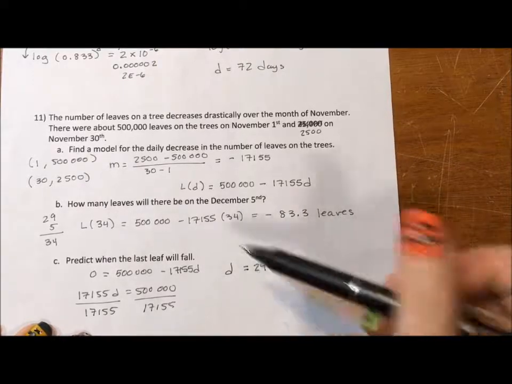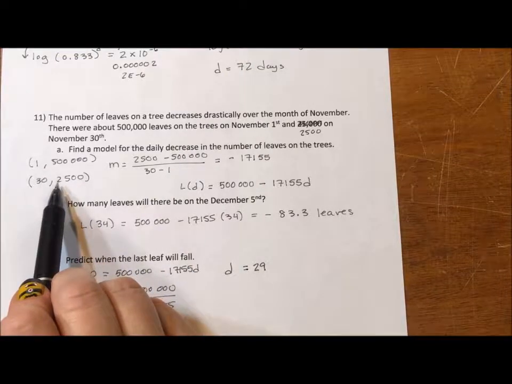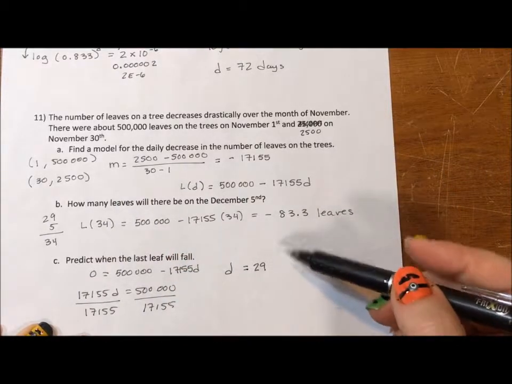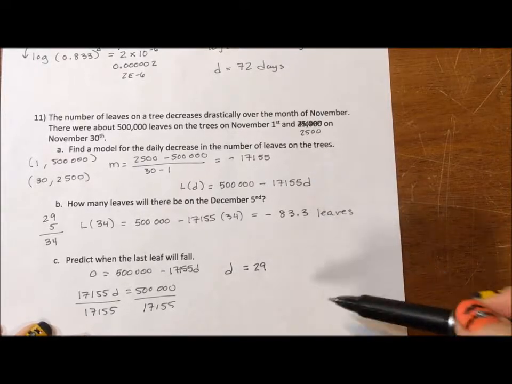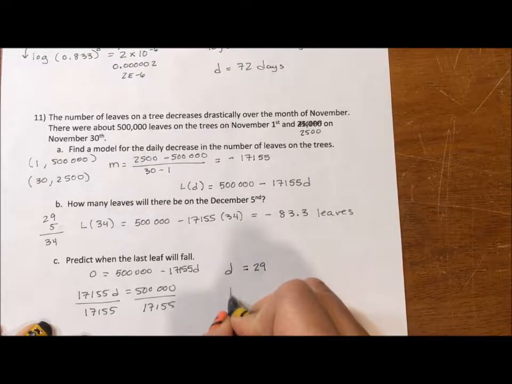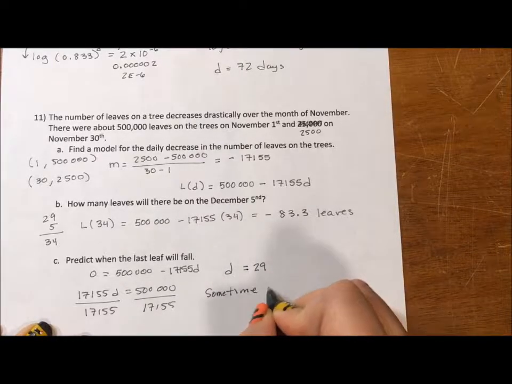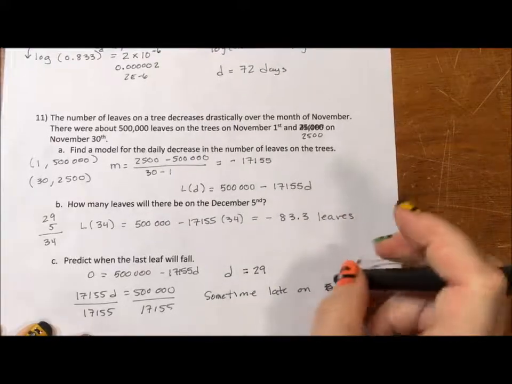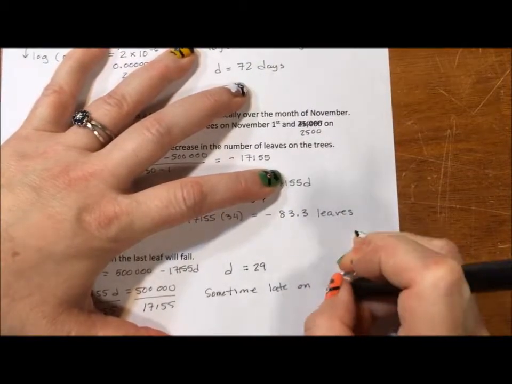And that makes sense, because if we're losing 17,000 a day and we have under 3,000 left, that means sometime on that 30th, 29 days later, sometime during the day, later on after we did our count, the last leaf will fall. So sometime late on November 30th.